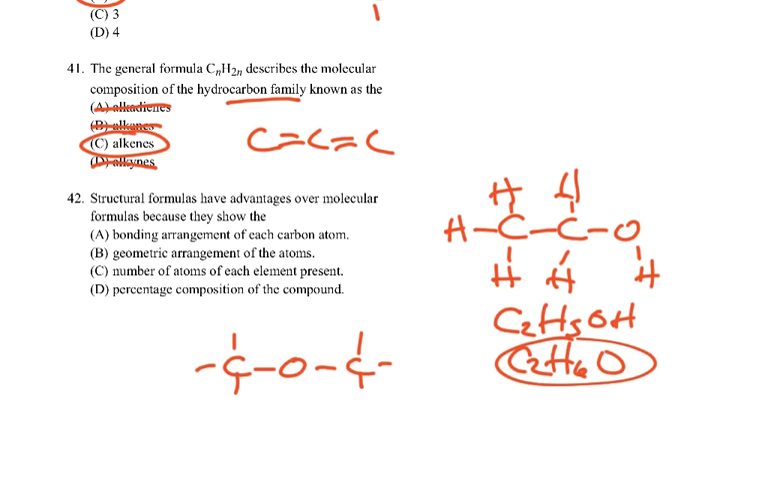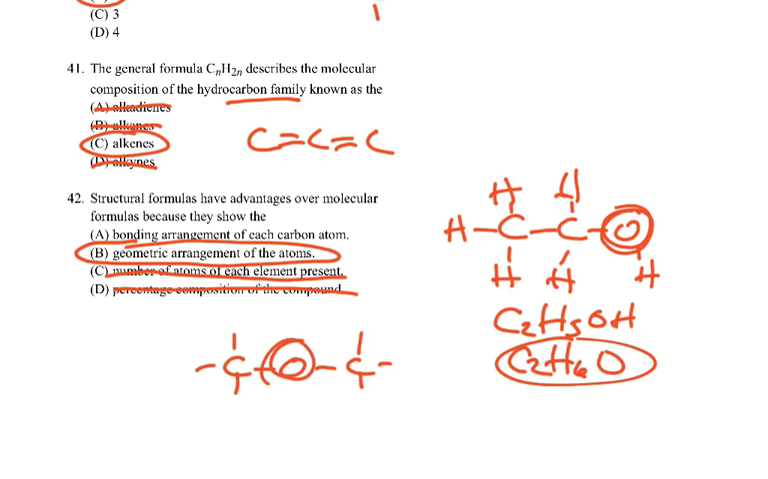Anyway, so the bonding arrangement of each carbon atom, geometric arrangement of the atoms, number of atoms of each element present, percent composition. Well, these 2 we can eliminate because those are the same from the other formulas. Bonding arrangement of each carbon, or the geometric arrangement of the atoms. I think B is the best answer, because we don't just care about the carbons, we care about all the other atoms. So like in this case, is the oxygen here. This is an alcohol, where this guy is an ether. And the geometric arrangement of the atoms makes a difference. So we can get that wording down.